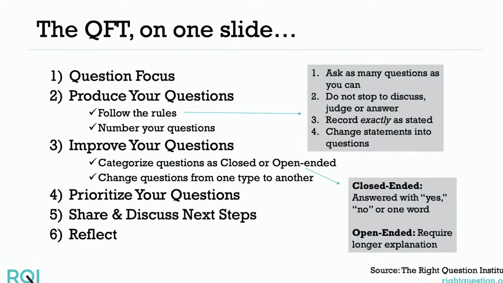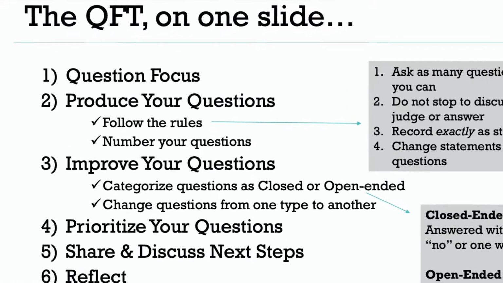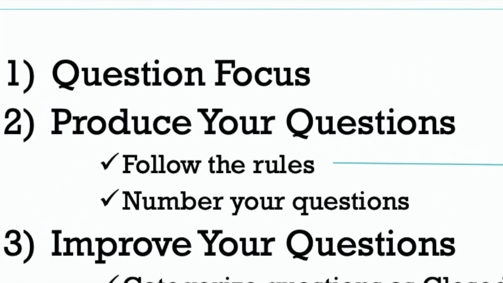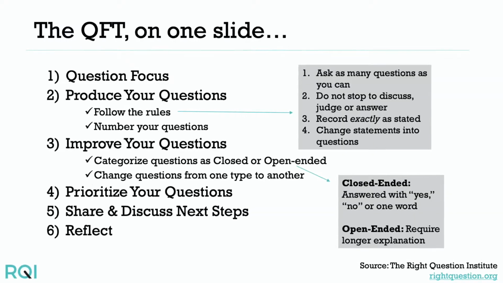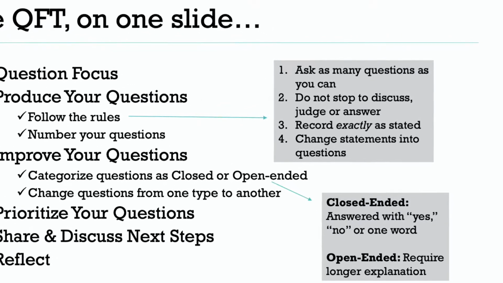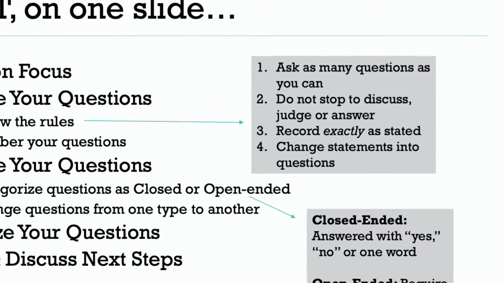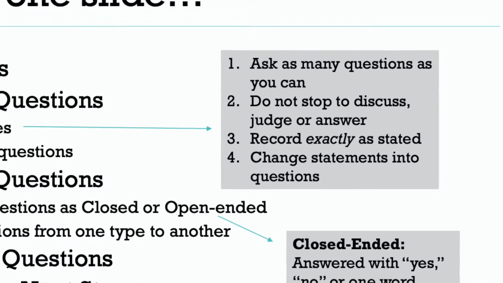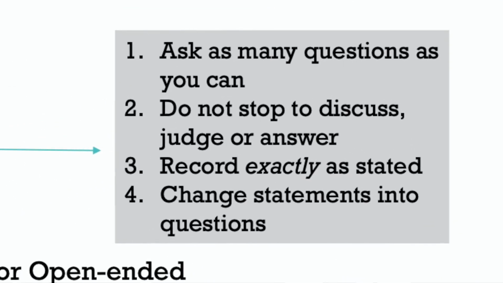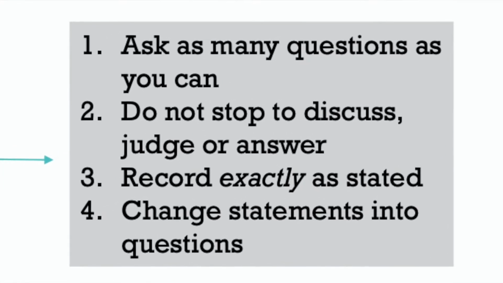Next, have students working in collaborative teams generate questions in response to the Q focus. There are a few simple rules for this process. Number 1, ask as many questions as they can. Do not stop to answer, judge, or discuss with students their questions. Students should write down every question exactly as stated, and then change any statements into questions. Students can record their questions using standard poster paper or using technologies such as Flipgrid or Padlet.